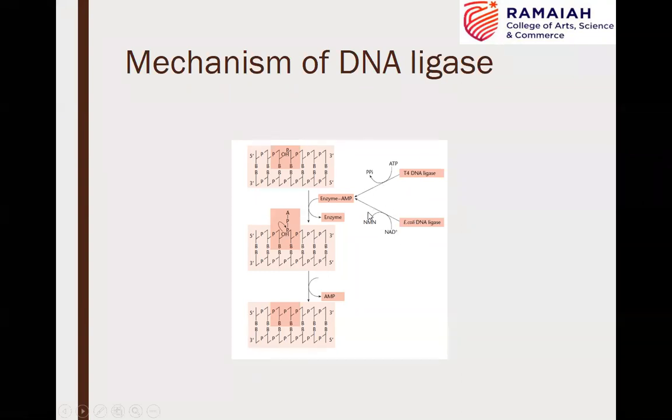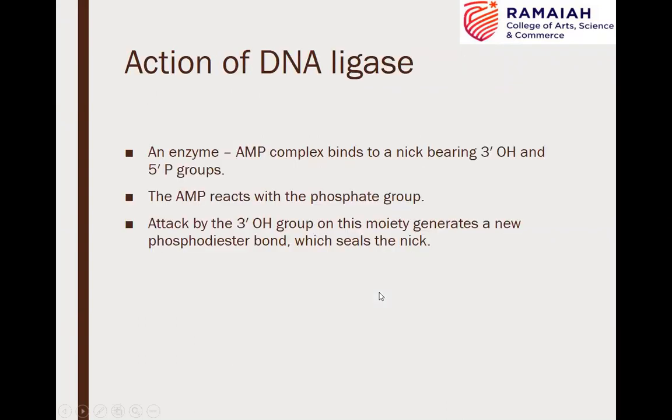When it comes to the mechanism of action, it forms the complex with the enzyme and it goes and binds to the nick where there is a phosphate group attached at the 5' end, and this is activated by the AMP so that it becomes ready for the attack by the 3' hydroxyl group, by which there is formation of the phosphodiester bond and the AMP will be released.